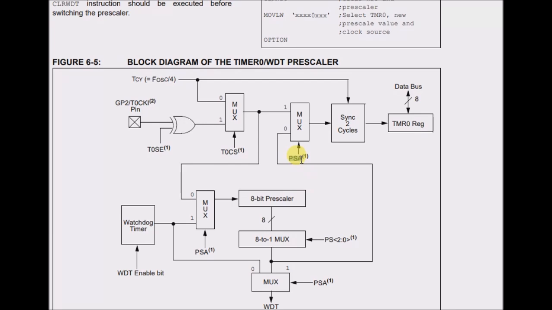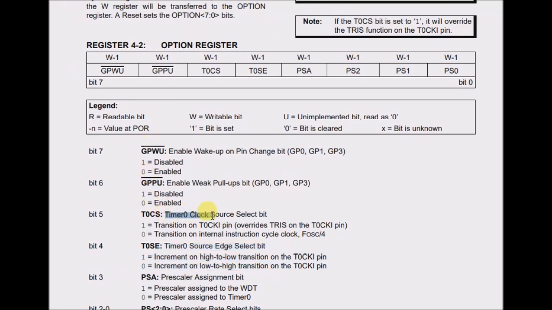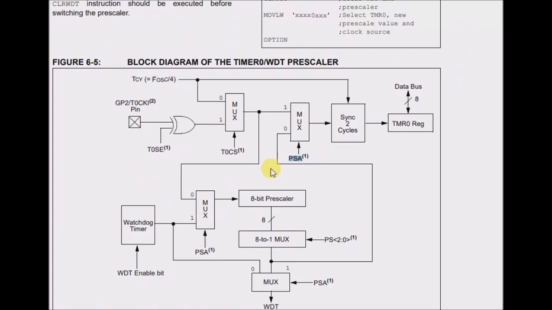PSA, that's the prescaler assignment. I guess this is multiplexing. TOCS, what was that again? Timer0 clock source select bit. That's selecting GP2, TOCKI, or the internal clock. So that's what that's doing. And this is the prescaler assignment, which can choose the watchdog timer, or it can select Timer0.